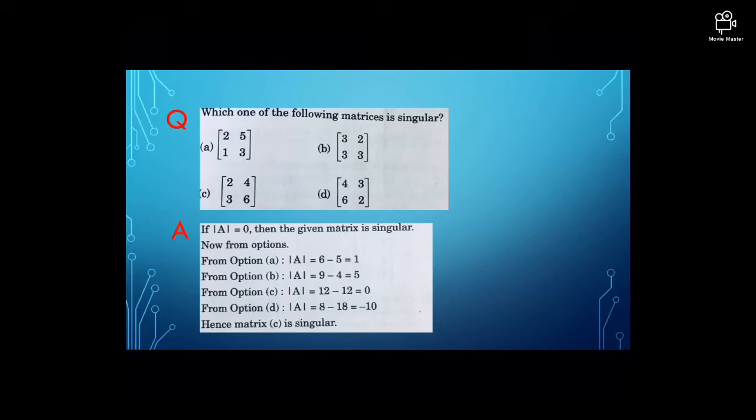The determinant of the matrix will be 2 into 3 minus 5 into 1, which is 6 minus 5, which is equal to 1. So just find out all the determinants for all the options. For the one where you are getting the determinant as 0, that matrix will be singular. So we have option C is the right answer for this one, 2, 4, 3, 6 matrix.